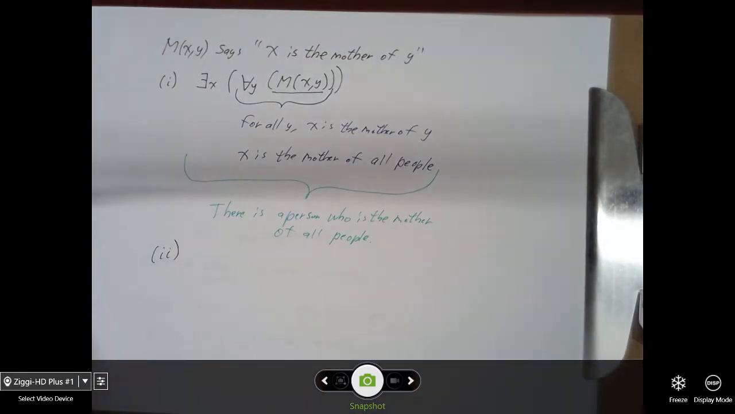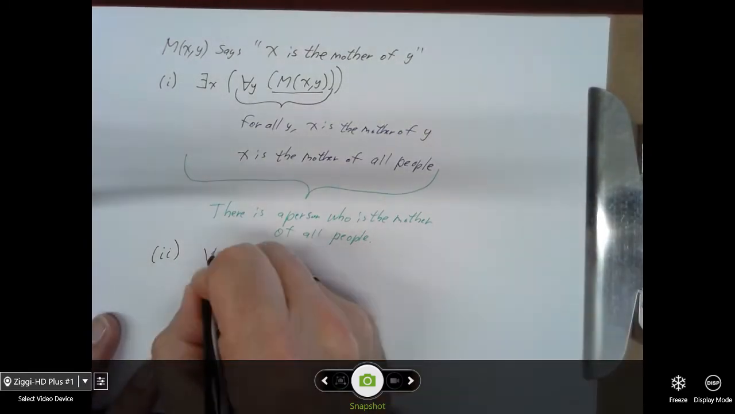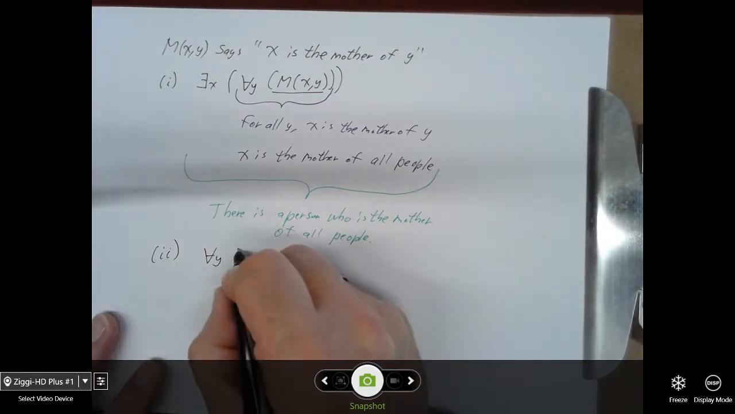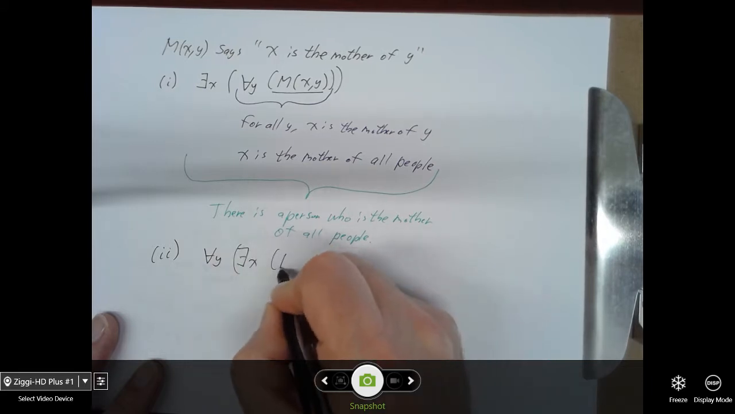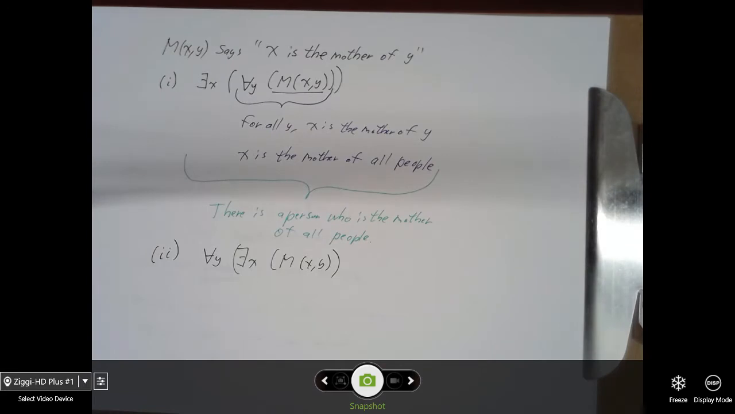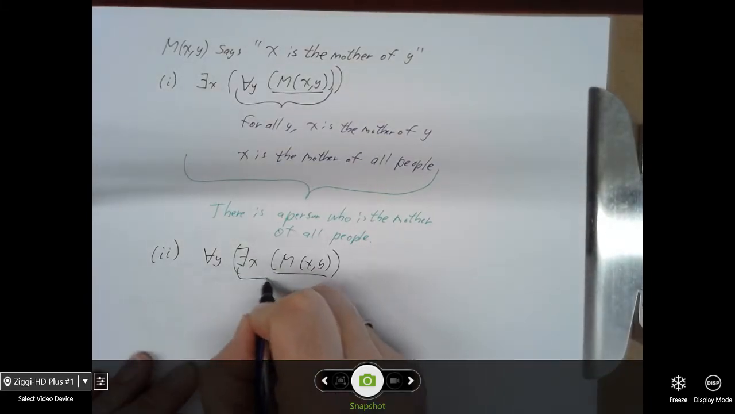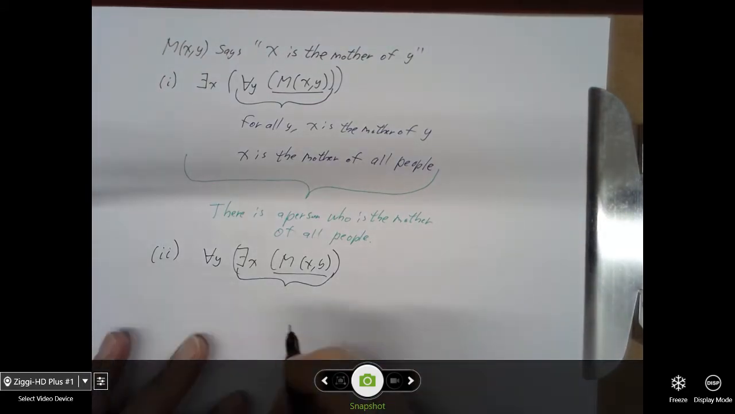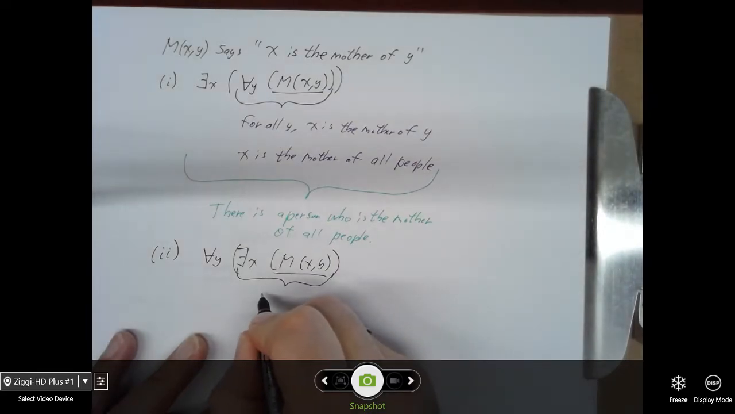All right, so question 2. For all y, there exists an x such that m of x comma y. For all y, there exists an x such that x is the mother of y. So again, we can break this into cases. X is the mother of y. There exists an x such that x is the mother of y. This says any person has a mother.